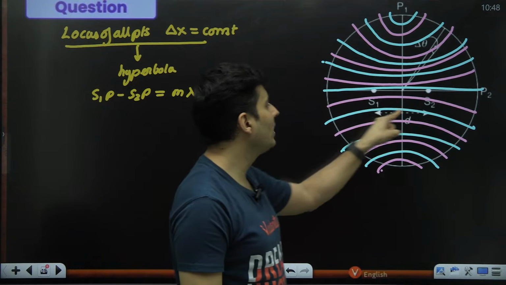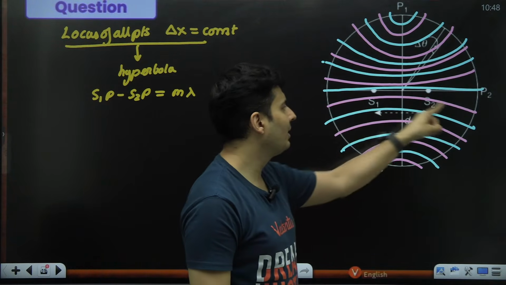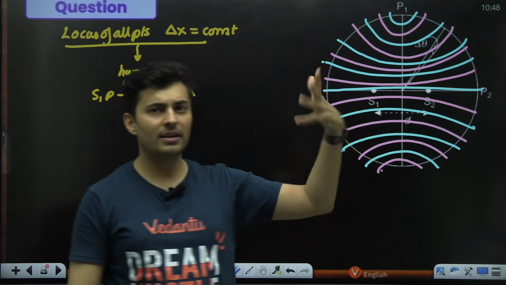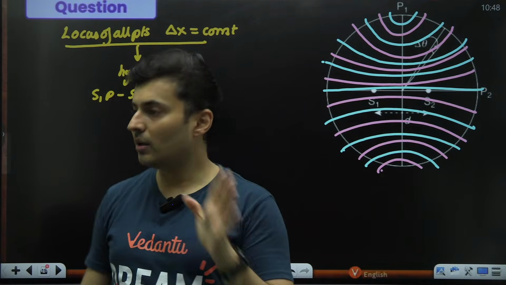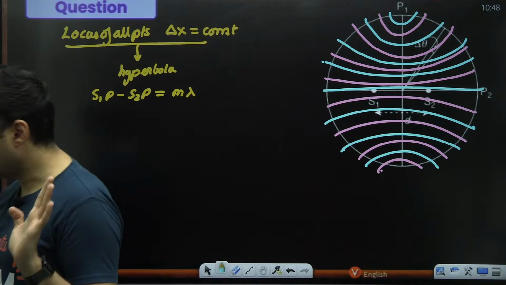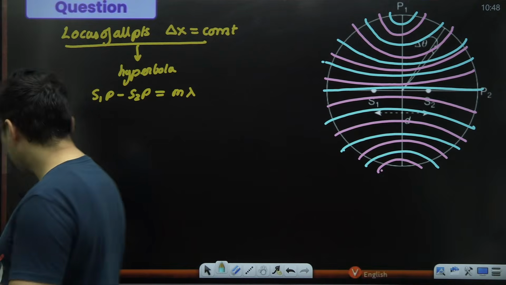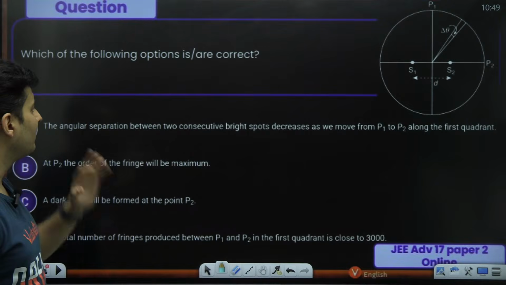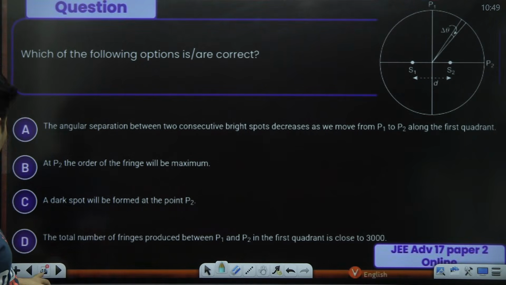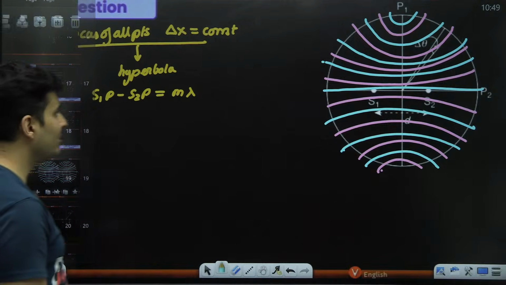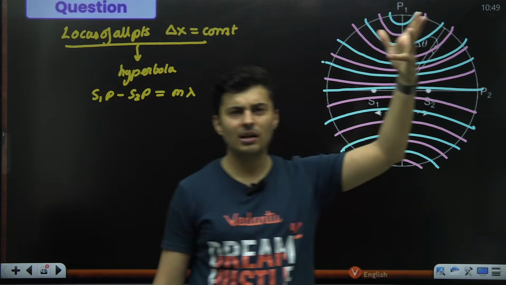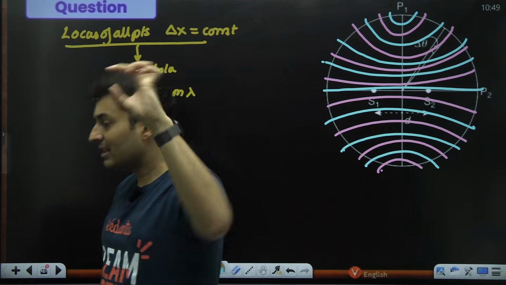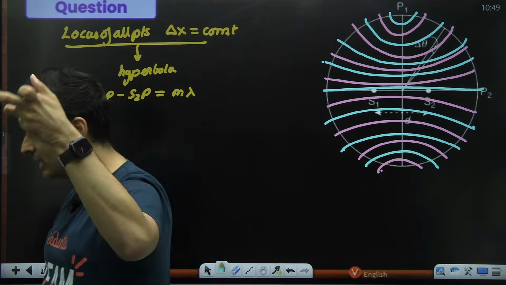So anywhere on the blue line, you will find a bright spot. Anywhere on the pink line, you will find a dark spot. Anywhere on the blue line, again a bright spot. But the order of interference will be different. The order of interference will definitely be a different value. Now, let's start with the first option. It says that the angular separation between two bright spots decreases as we go from P1 to P2. As we move from one point to the other, the path difference keeps on changing, so maybe even the distance between those two fringes might change.